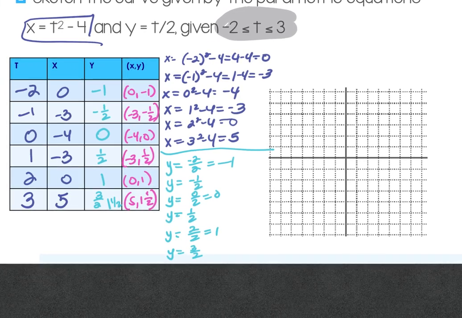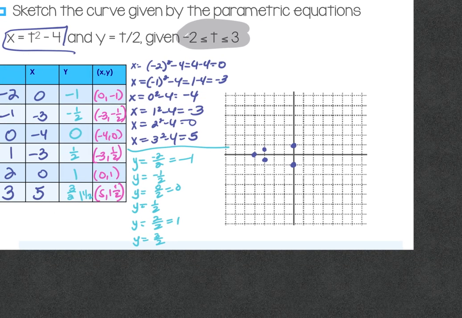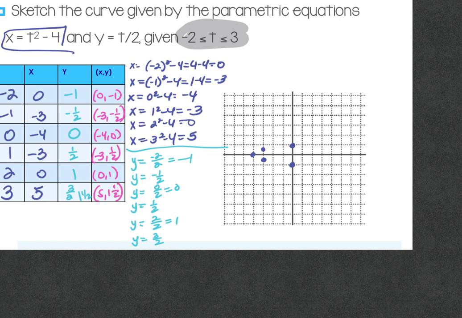So I'm going to plot (0, -1). I'm going to plot (-3, -1/2). (-4, 0). (-3, positive 1/2). (0, 1), and (5, 1 and 1/2). And then I connect those points. Should be continuous.